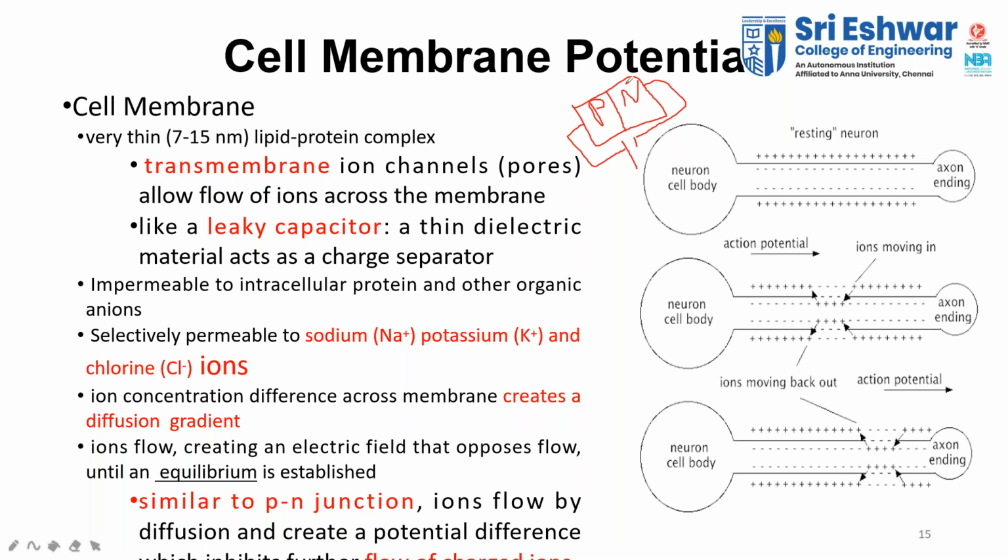Positive charges from the P type and negative charges from the N type will move from this place to this place. Correct? Negative charges move from this place to this place and positive from this place to this place. Under forward bias only, your PN junction will conduct.